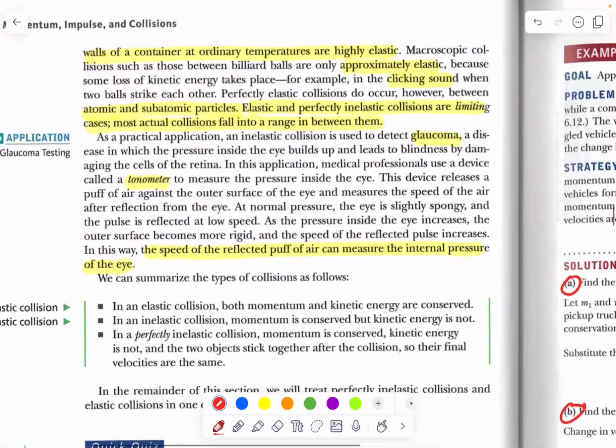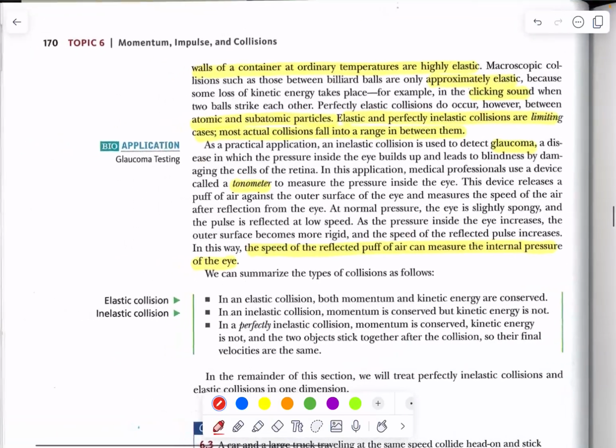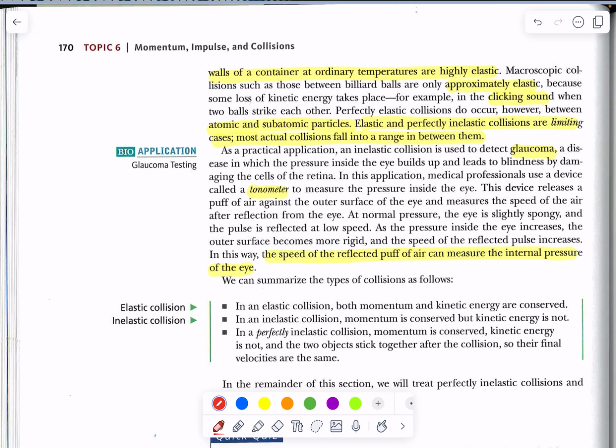Now, when we have collisions, those collisions are probably going to release a little bit of energy. For example, I mentioned the clicking sound when two billiard balls collide with each other or a basketball bounces off the floor. However, when we are looking at atomic and subatomic particles, right here, we can consider those collisions to be elastic. Most actual collisions fall in the range between these two.